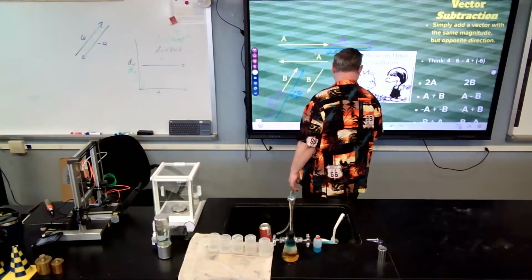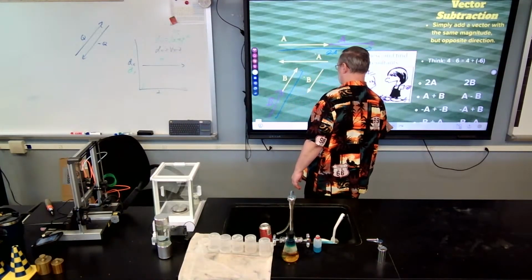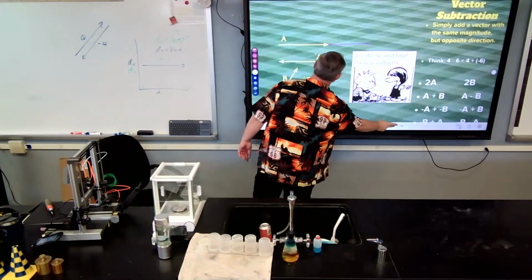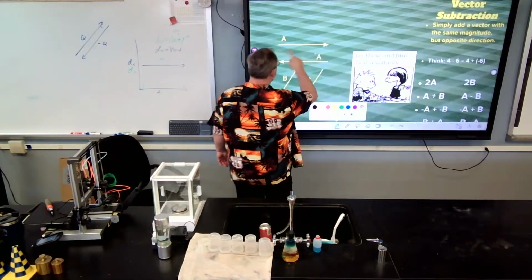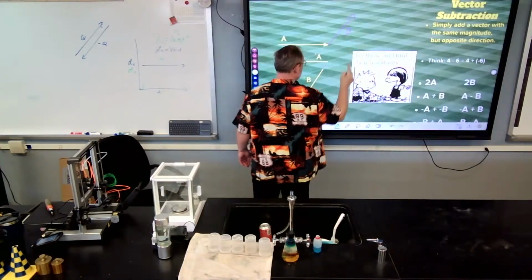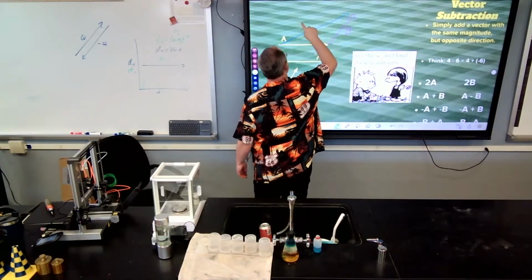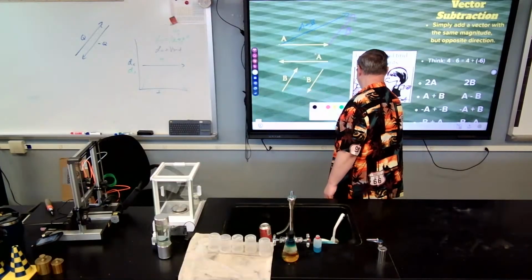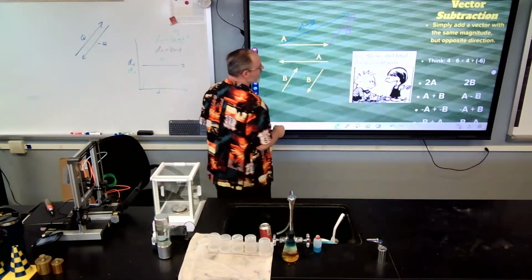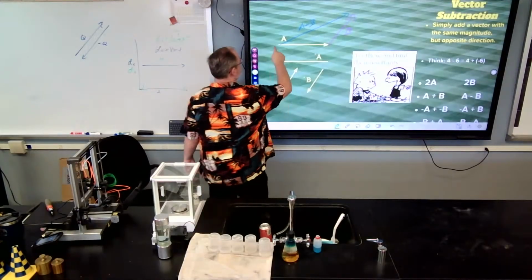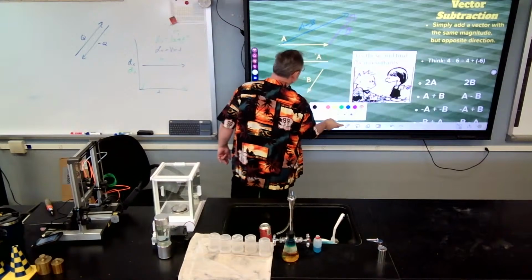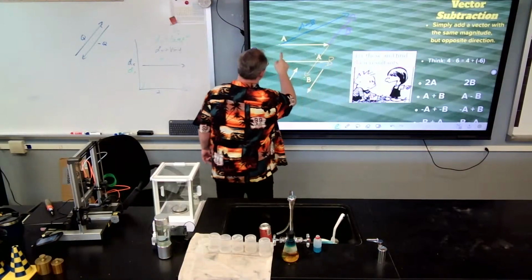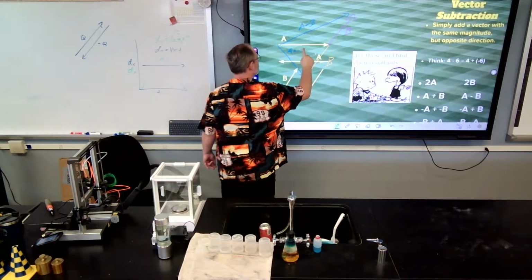So then A plus B, let's erase those. So if that's A and that's B, then this is A plus B. And then A minus B. A minus B is the same as A plus a negative B. So if that's A, and this is negative B, then this is A plus a negative B or A minus B.